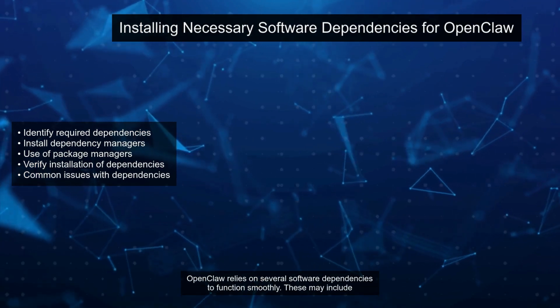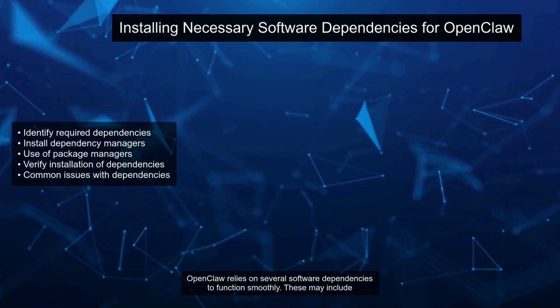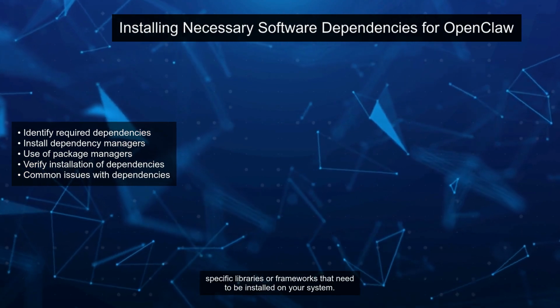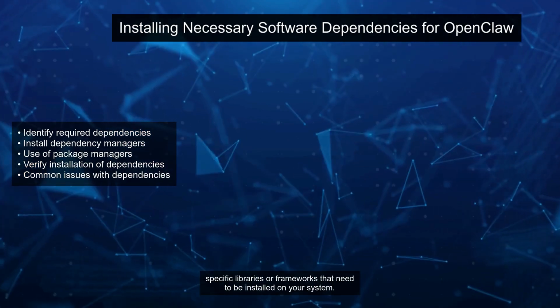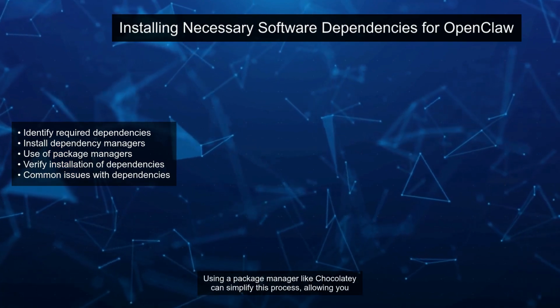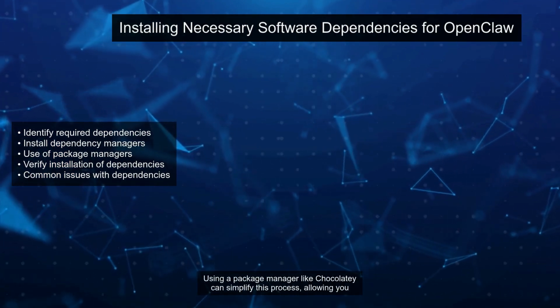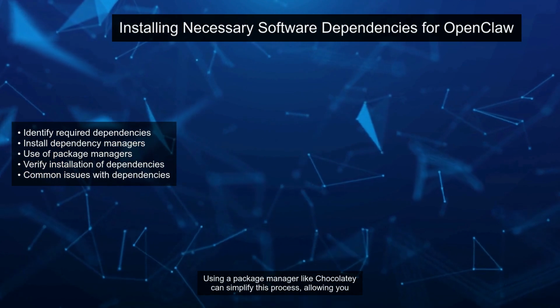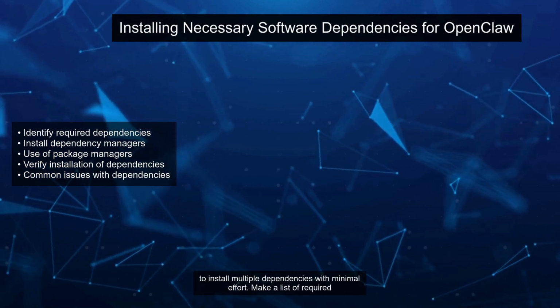OpenClaw relies on several software dependencies to function smoothly. These may include specific libraries or frameworks that need to be installed on your system. Using a package manager like Chocolatey can simplify this process, allowing you to install multiple dependencies with minimal effort.